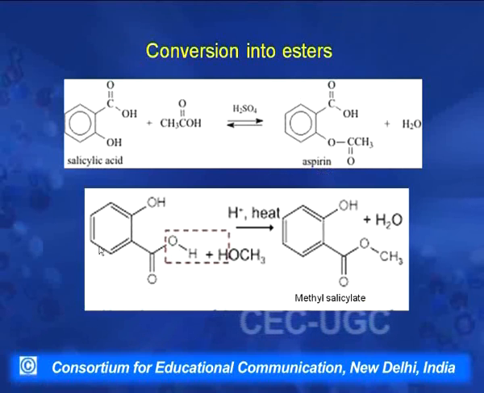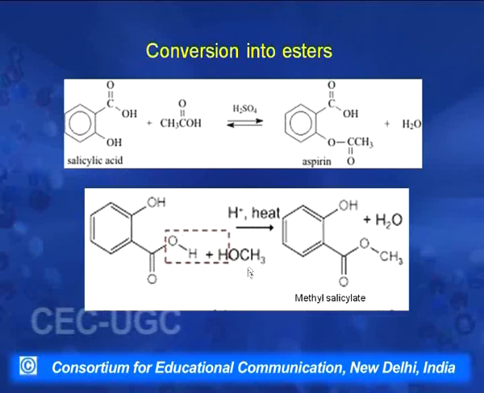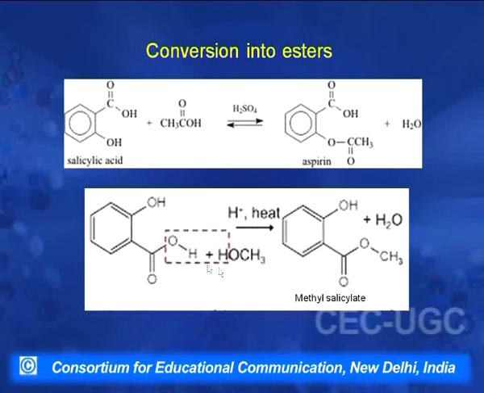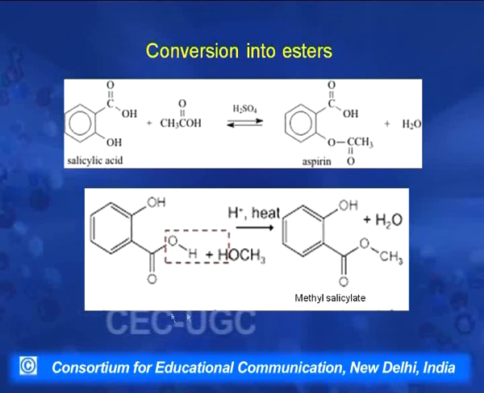Then another useful compound that is obtained from salicylic acid, it is also an ester, when it is treated with methanol in presence of acid. So, a water molecule is lost, O from the alcohol and OH of the acid, and we get the compound called methyl salicylate. This methyl salicylate is also a very good pain relieving substance used in many balms and other pain killing medicines.